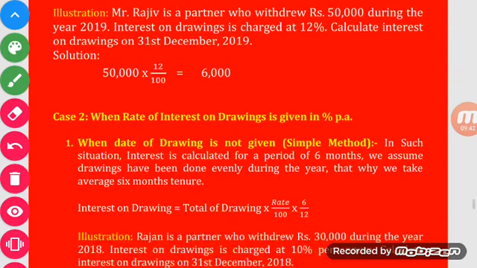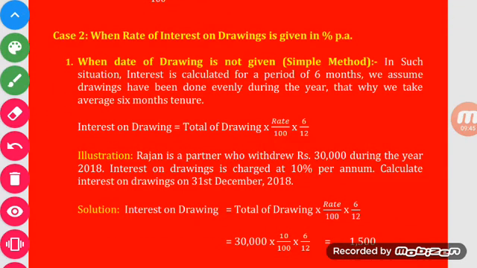Now we will discuss case second, when the rate of interest on drawings is given in percentage with the words per annum. Is it clear? In such a situation, we divide into 2 points, regular basis and irregular basis. For calculation of regular basis, the average method is used, and for calculation of irregular basis, the simple method and product method will be used for calculation of interest on drawing.